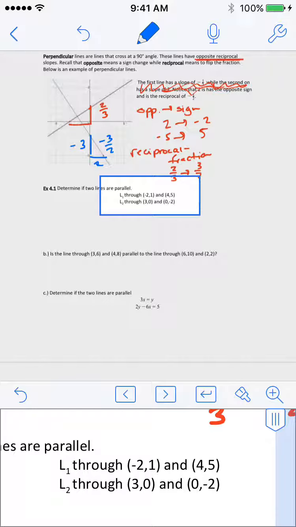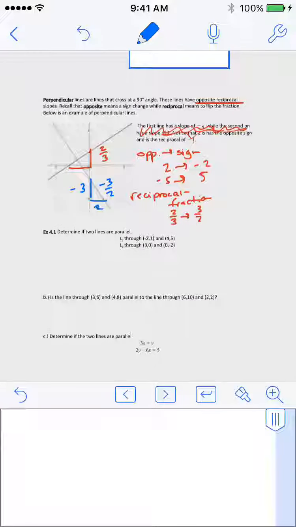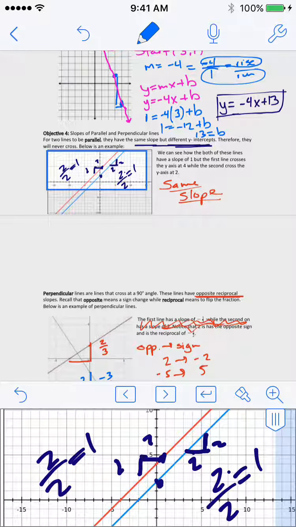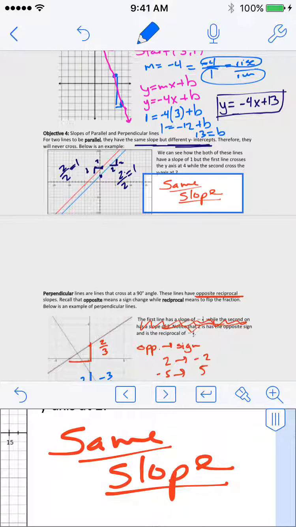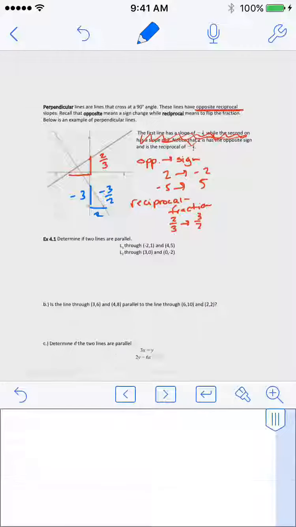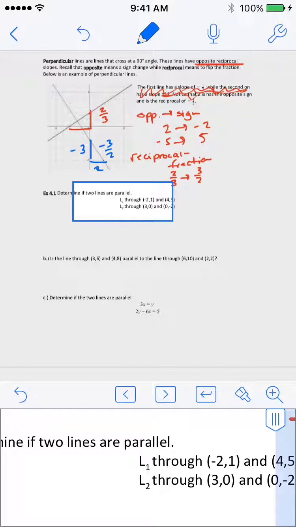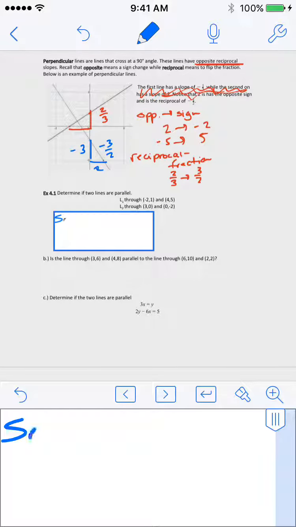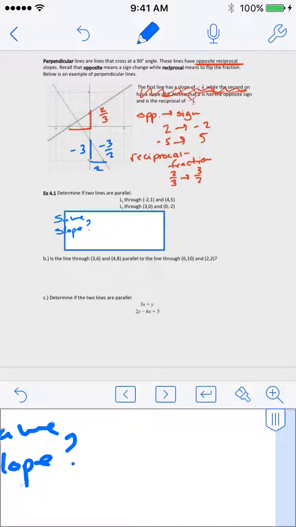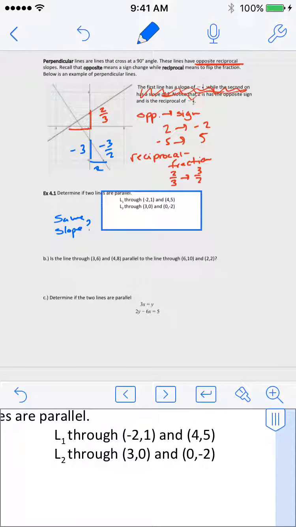It's very interesting. What do we know about parallel lines? Well, we know that they never cross, right? And we know that they have the same slope. So it looks like we're going to have to check to see if these two lines, line 1 and line 2, have the same slope. That's the question, right? Do they have the same slope? Well, they don't tell me the slopes. They tell me points. But if you remember back from the last section, how can I use 2 points to find a slope? What can I do?